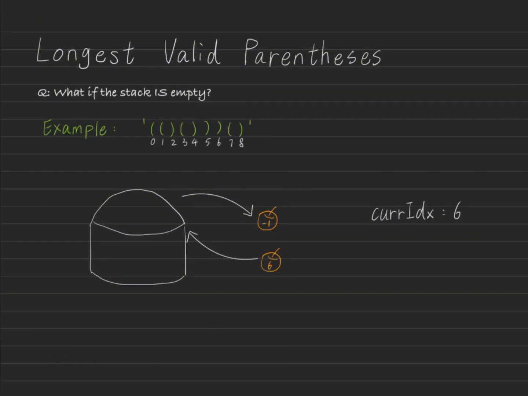Okay, so what if the stack is empty? Let's look at the example here. Let's say we're at index 6. At this point, we would pop out the last element from the stack, and in this case, it's the dummy element. We know that from there to the current index is invalid, so we need to start from scratch again. So we'll add the current index 6 back to the stack, indicating the position before the next valid parentheses.